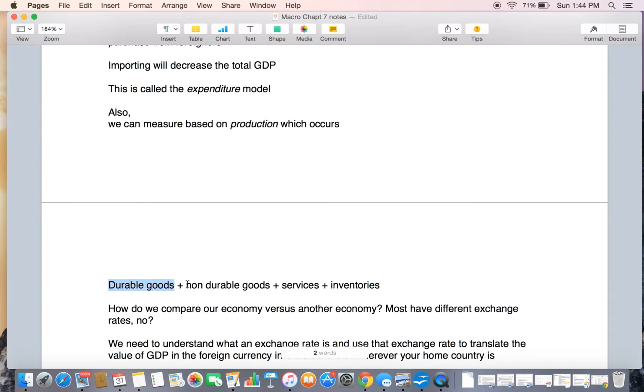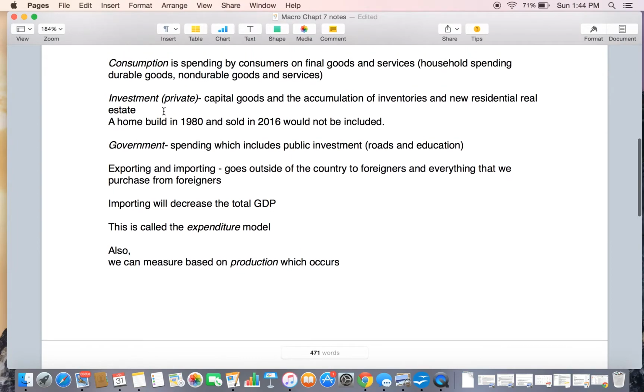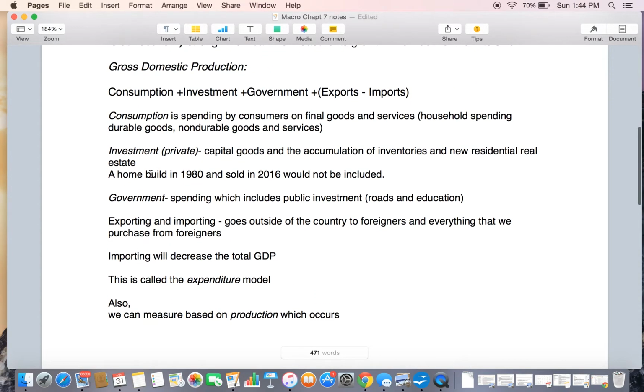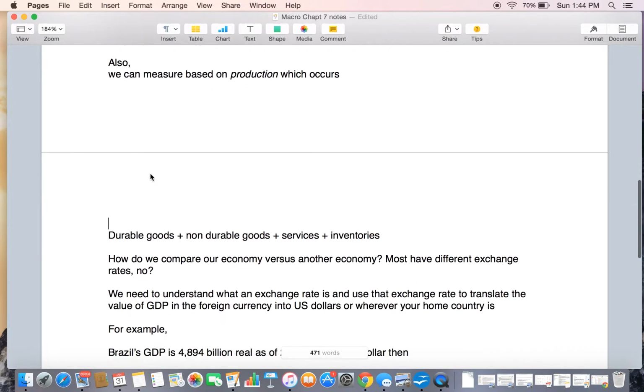Okay. So we can also measure all of the production from a production perspective, looking at all of the durable goods which are produced, all of the non-durable goods which are produced, all of the services which are produced, and all of the inventories which are produced. So those goods and services and inventories which are produced would be purchased by consumers, investors, the government, or could be exported, or we would be importing them, which would count against our gross domestic production equation. So this is just another way to look at the total value of production in a year.